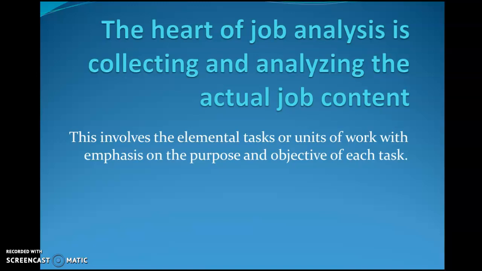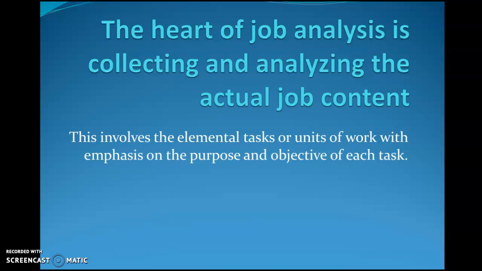So this will involve the elemental tasks or units of work with an emphasis on the purpose and objective of each task. So in a job analysis, we don't necessarily have to get into these are the exact steps you have to take when you're doing a function, but more try to understand what is the objective and the purpose of each function or each task, and then work out what's the best way of doing it. But when we get very microscopic and start to list out every single thing that has to be done, sometimes we lose the point on the purpose of what we're trying to achieve, and then we don't allow a kind of leeway for people to do it better.